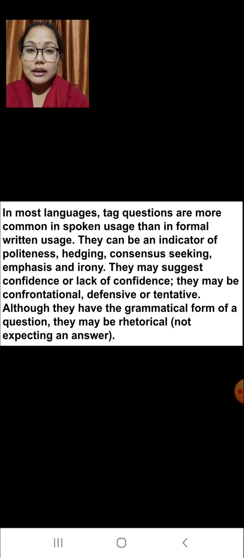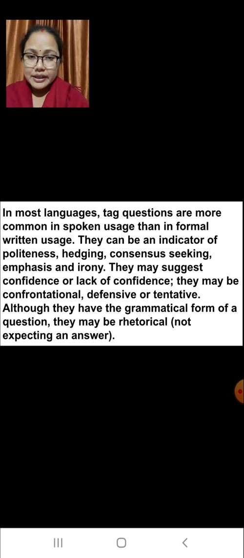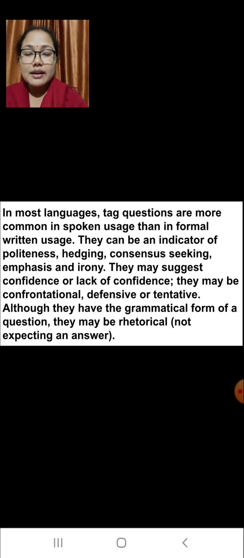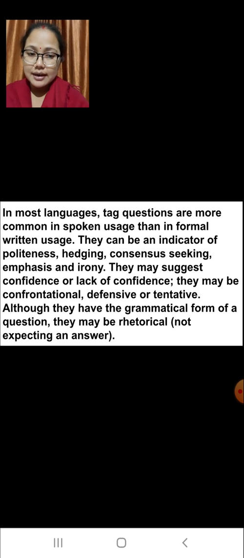In most languages, including English, tag questions or question tags are more common in spoken usage than in formal written usage. They can be an indicator of politeness, hedging, consensus seeking, emphasis, and irony. They may suggest confidence or lack of confidence. They may be confrontational, defensive, or tentative. Although they have the grammatical form of a question, they may be rhetorical. Rhetorical means not expecting an answer, or you can say a direct answer.